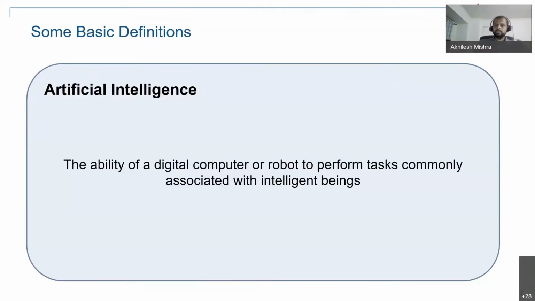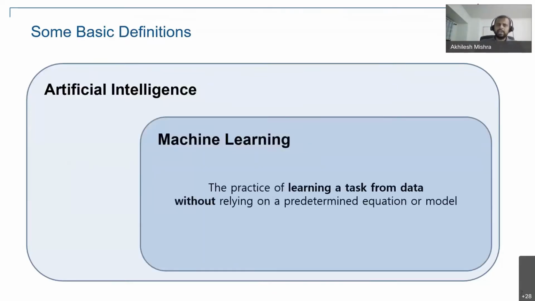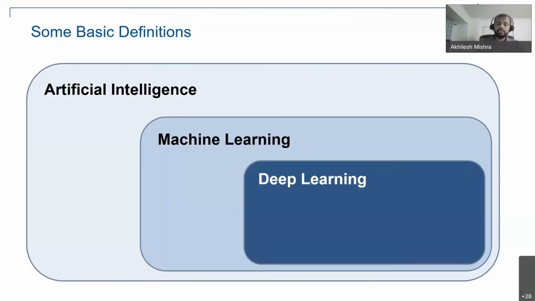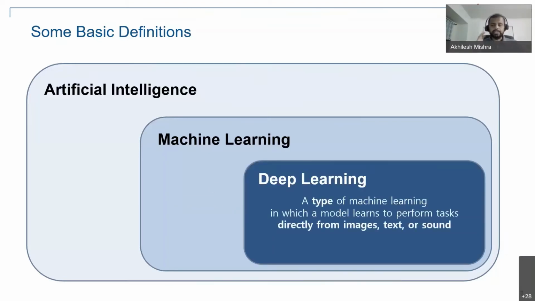And machine learning and deep learning are the two subsets of AI, where machine learning involves a practice of learning tasks from data without relying on a predetermined equation or a model. So anything which is not so easy to represent in a mathematical form and we learn from data is what machine learning constitutes. Deep learning is a subset of machine learning, and often they are used together.